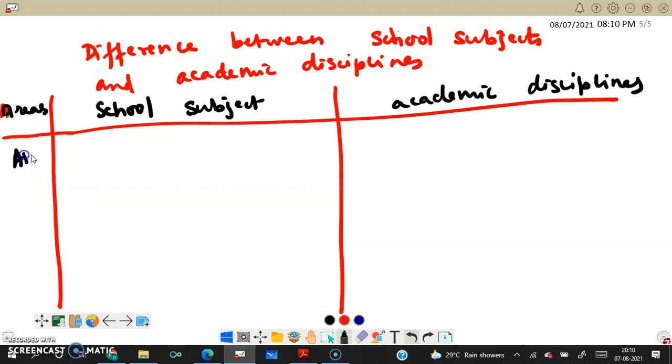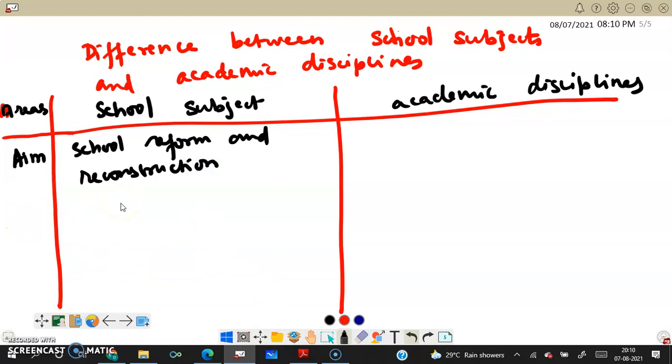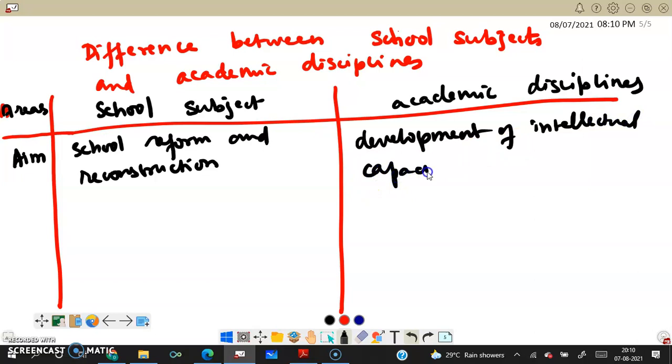First, what is the aim? What is the aim of school subject? What is the aim of academic discipline? The aim of school subject is school reform and reconstruction. This is actually related to school and socialization; all this will come under this. And here, development of intellectual capacity of students and maintenance or reproduction of academic culture and knowledge. Something like that we can add.